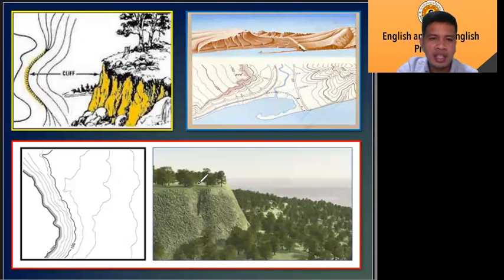Same with this one here. This one is a cliff. But because this one is not so steep, you can still see some lines, but they are closer to each other. But this one is a cliff. We have also here a cliff, so that's why you can see lines close to each other here. So that is rule number 6.